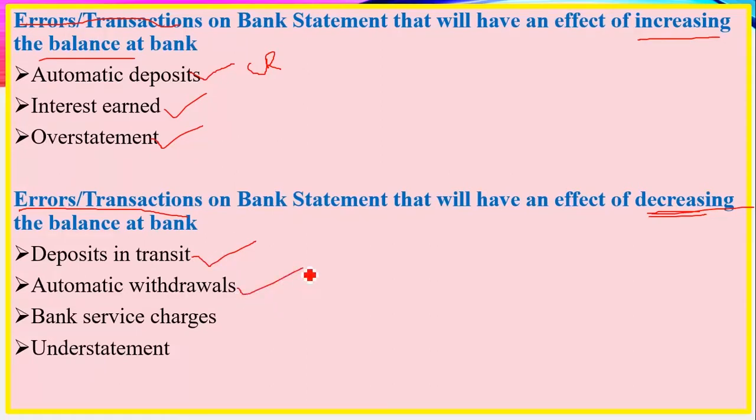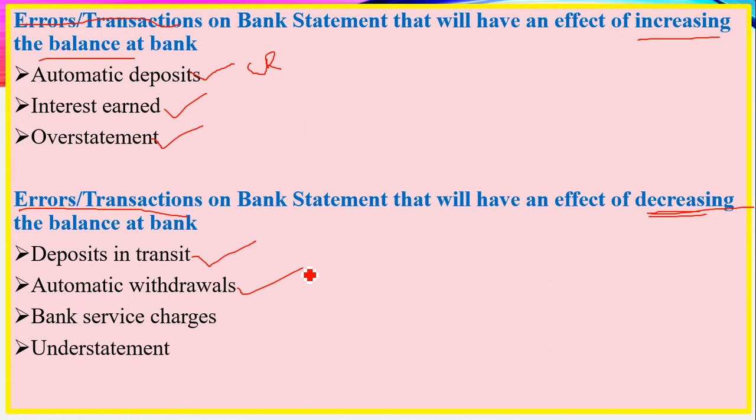Automatic withdrawals, for example, standing orders. You have ordered your bank to be paying your employees on your behalf. So at times they pay your employees and you're not aware that they have actually paid. So you go ahead and prepare your financial statements. You have not included the salaries, but on the other side, the bank has already paid and they have included.